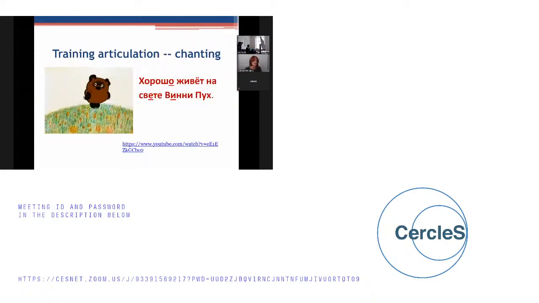Another theory of adoption from outside is a story about Winnie the Pooh. It's a cartoon on which generations of Russian people have grown. So here we chant the phrase «Хорошо живет на свете Винни-Пух». It's a phrase from this cartoon. So the students again appreciate very much watching this cartoon.